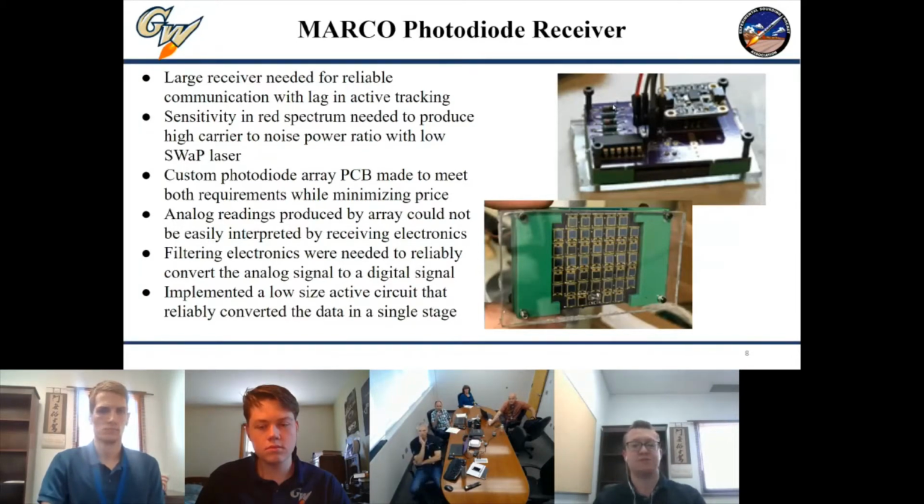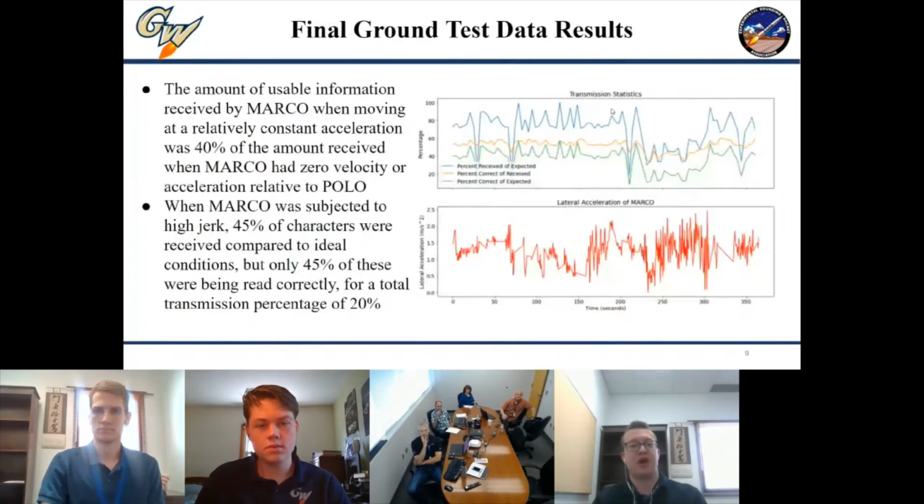Next slide. And then once the tracking, gimbaling, and other electronic systems were in their final flight-ready configuration, we conducted a final ground test, which yielded key data on transmission performance in terms of the lateral acceleration experienced by Marco. In the top graph here, you can see 3 percentages listed, which are calculated over 4-second intervals. The first of these, shown in blue, represents the amount of information intercepted by the Marco receiver relative to the amount of information received when Marco and Polo are stationary relative to each other.